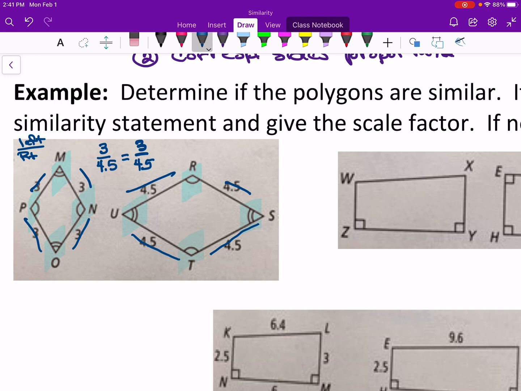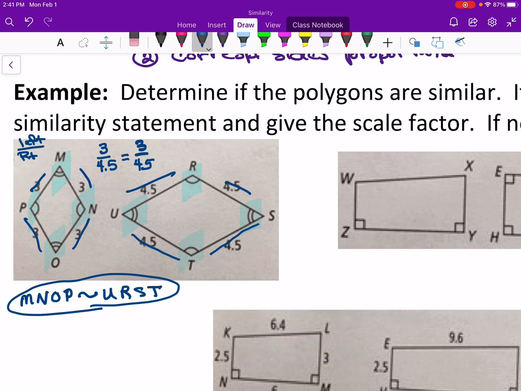Now we need to write a similarity statement. Write the name of one of them in any order. So MNOP is similar to, find an angle that matches with M, that's U, and walk around the polygon, URST. Double check to make sure that corresponding angles are in corresponding positions. They are. And this is our similarity statement.